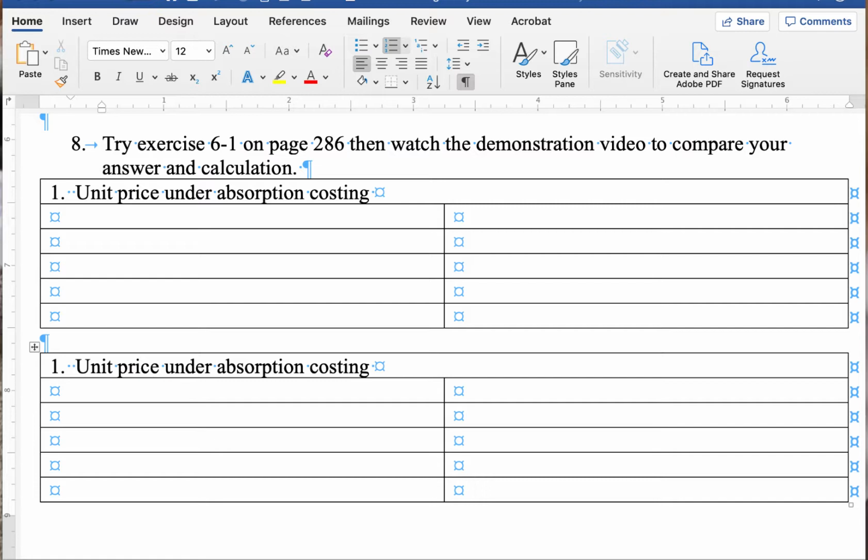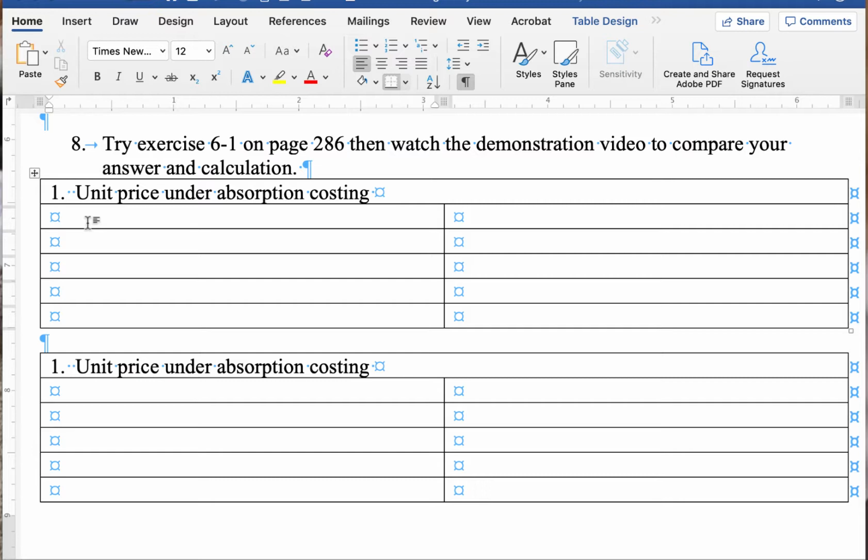The first requirement says, assume that the company uses absorption costing. Compute the unit product cost for one gamelan. So what do we have to include as part of our unit product cost under the absorption method? Direct material, direct labor, variable manufacturing overhead, and the per unit fixed MOH.